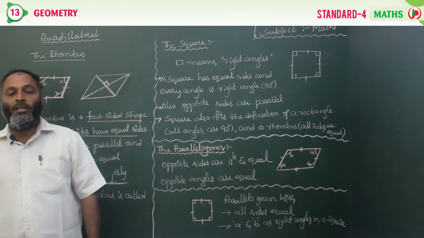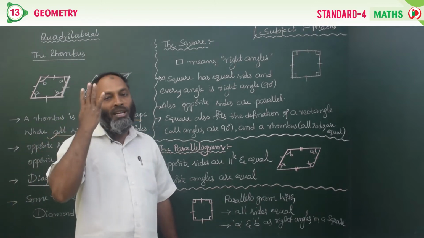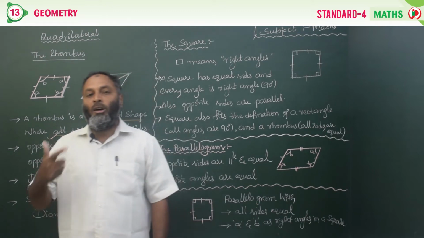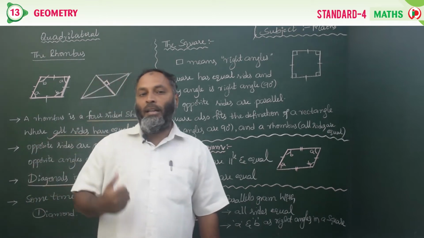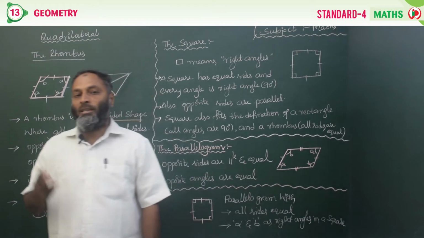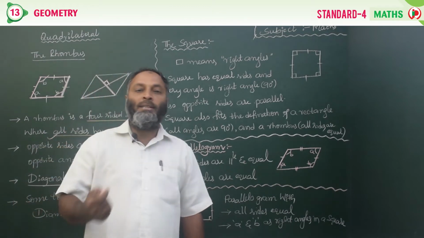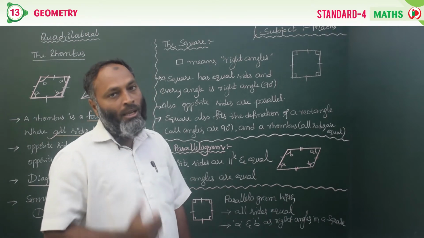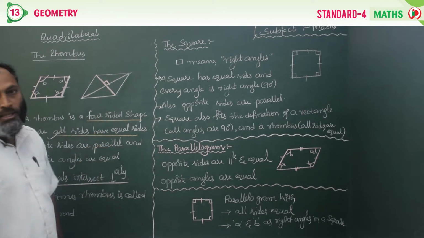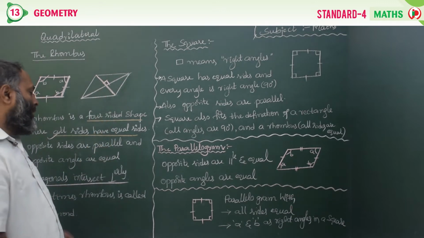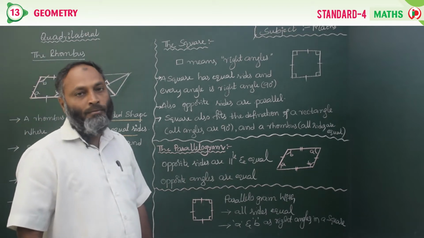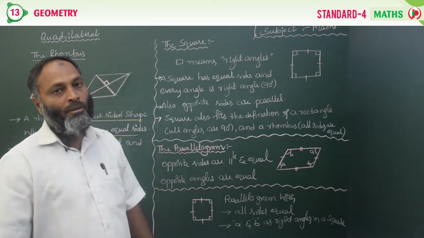Here are the three properties. First, a rhombus has four sides and all four sides are equal. Second, opposite sides of a rhombus are parallel and equal, and opposite angles are equal. Third, the diagonals of a rhombus bisect each other perpendicularly. Perpendicular means the angle between the diagonals is always 90 degrees. Sometimes the rhombus is also called a diamond. This is about the properties of a rhombus.